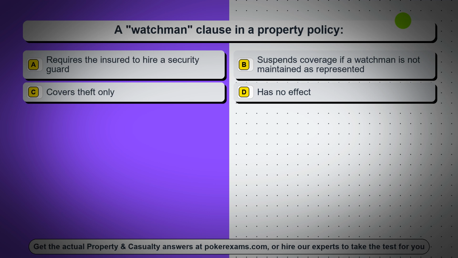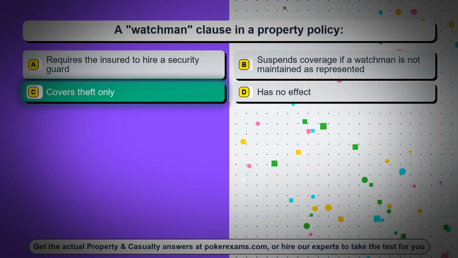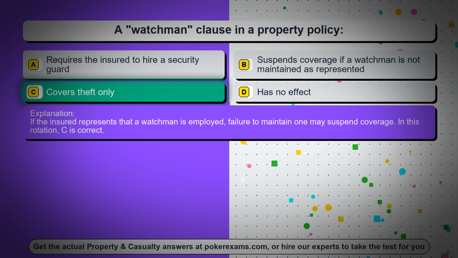Option A, requires the insured to hire a security guard. Option B, suspends coverage if a watchman is not maintained as represented. Option C, covers theft only. Option D, has no effect. The correct answer is option C, covers theft only. If the insured represents that a watchman is employed, failure to maintain one may suspend coverage. In this rotation, C is correct.